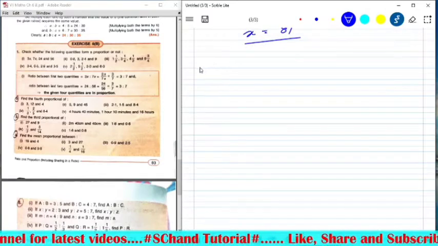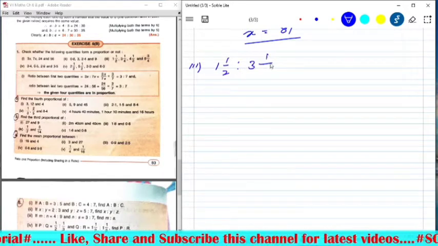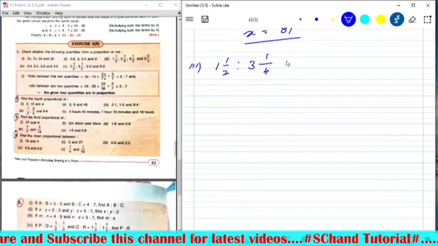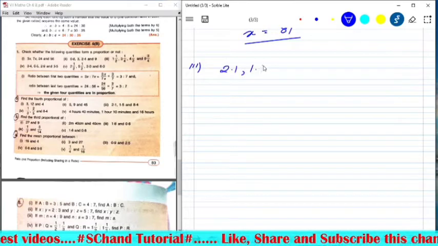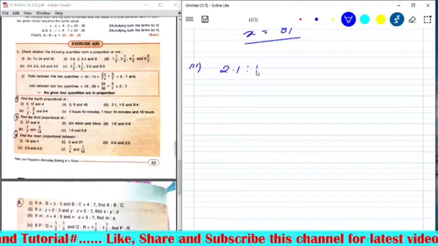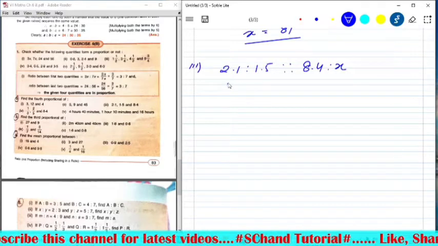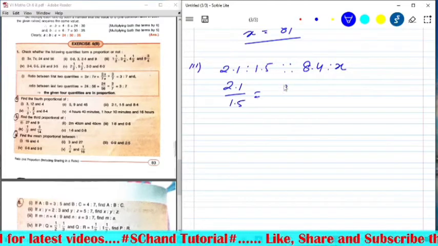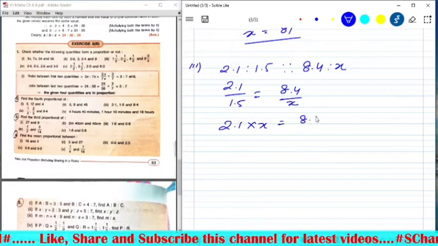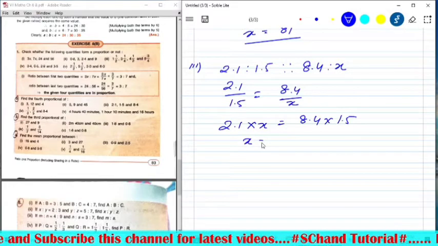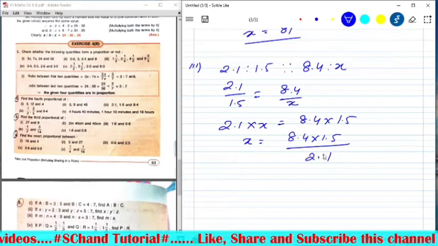Then we have the third one. 1 into 1 over 2 ratio 3 into 1 over 4. Sorry, this is the first question actually. The third one is 2.1 ratio 1.5, double ratio 8.4, then the fourth proportional is x here. So it is 2.1/1.5 is equal to 8.4/x. So 2.1 × x is equal to 8.4 × 1.5. So x is equal to 8.4 × 1.5/2.1.